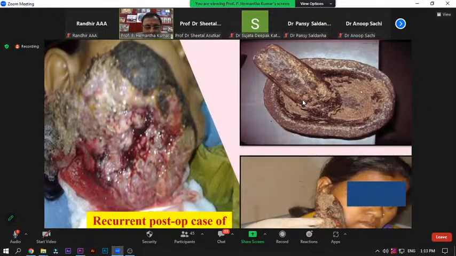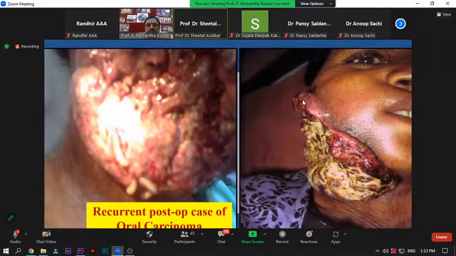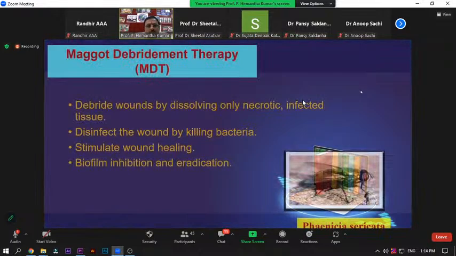And this is another case of recurrent post-operative oral carcinoma. This is also another case of recurrent post-operative oral carcinoma. We treated with maggotification. This patient had great difficulty taking even a liquid diet. The patient was already operated, received chemotherapy and radiotherapy, and again developed recurrence. Then we reduced the size of the growth with the help of maggotification.